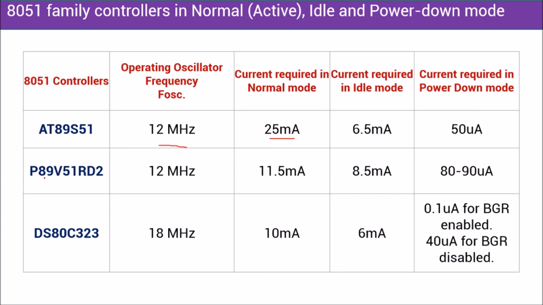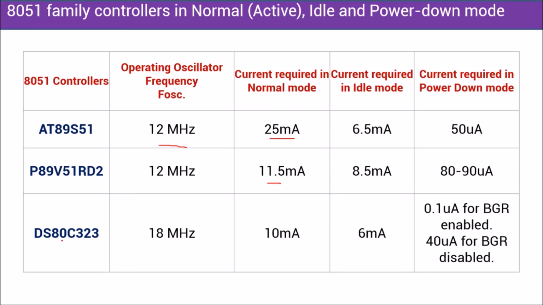For this version, P89V51RD2 at 12 megahertz, the current consumption is 11.5 milliamperes in normal mode, whereas in idle mode it is 8.5 milliamperes. In power down mode it is 80 to 90 microamperes.